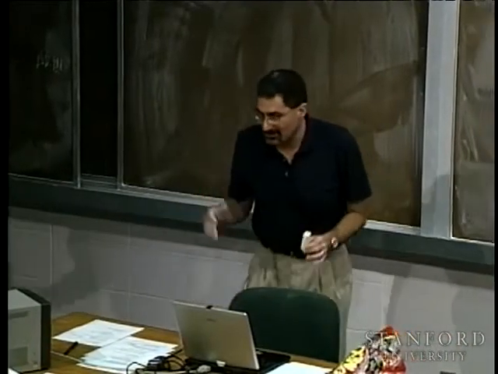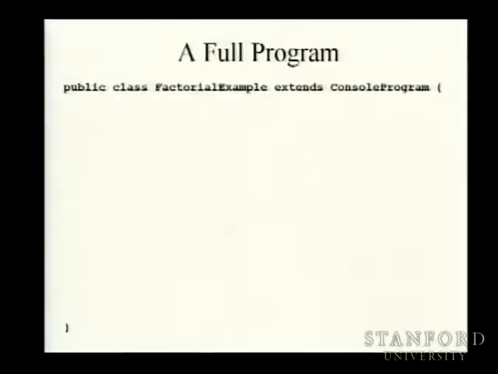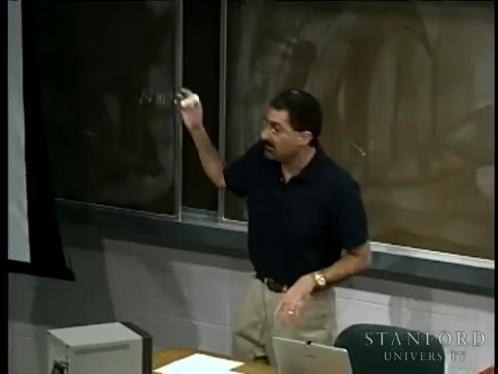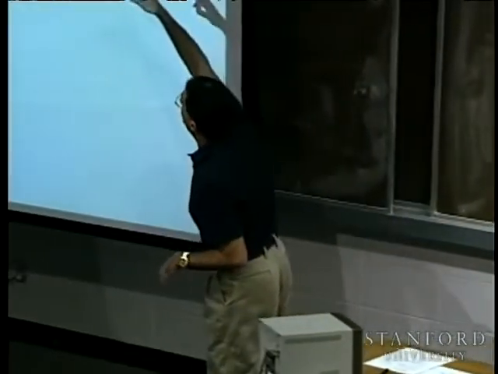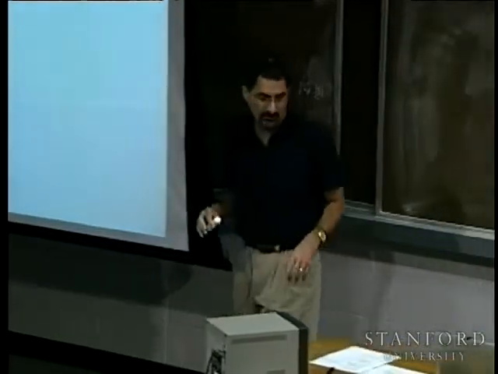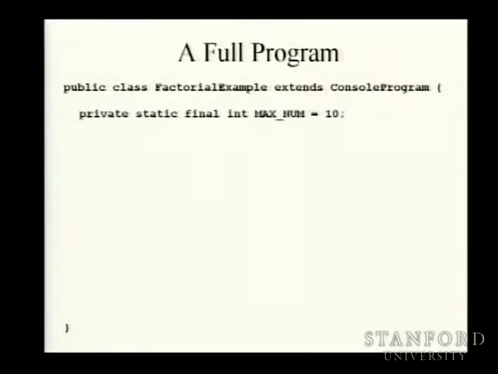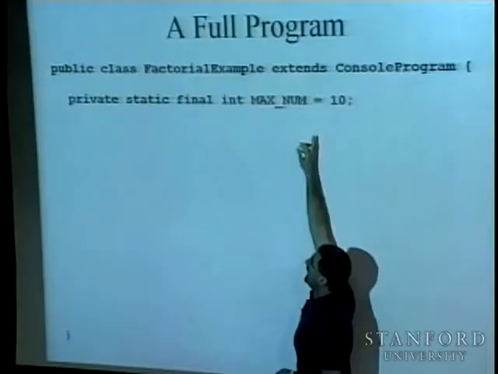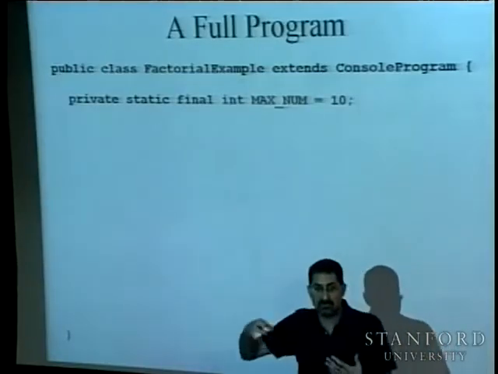Alrighty. So let's look at something in a slightly larger context, right? Let's put this all together in a full program so you can get a notion of defining the class and defining the methods in it, and you can see the whole thing as we build it up. So here's something called the factorial example program, and it just extends a console program. All this is going to do is compute some factorials from 0 up to max num. So we have some constant here, which is the maximum number we want to compute factorials up to.